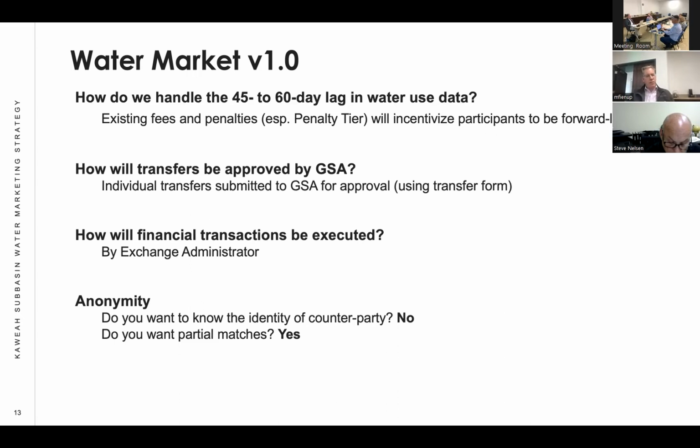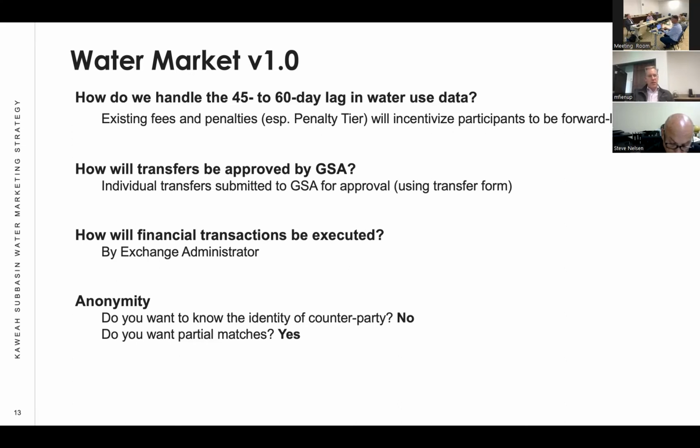We actually talked about how these transfers would be approved. So a transfer that's matched through whatever trading platform is implemented, how do those transfers actually get approved by the GSA? And the committee just chose to use a transfer form that's submitted to GSA staff for approval. So those transfers will be individually submitted for approval, with the understanding that however long administratively it takes for those forms to be processed and the transfers to be approved, we can't implement the next auction until the previous auction's transfers have been approved. So there'll be some learning in terms of how long it takes to get those transfers approved. Maybe it will be very quickly, maybe it won't.